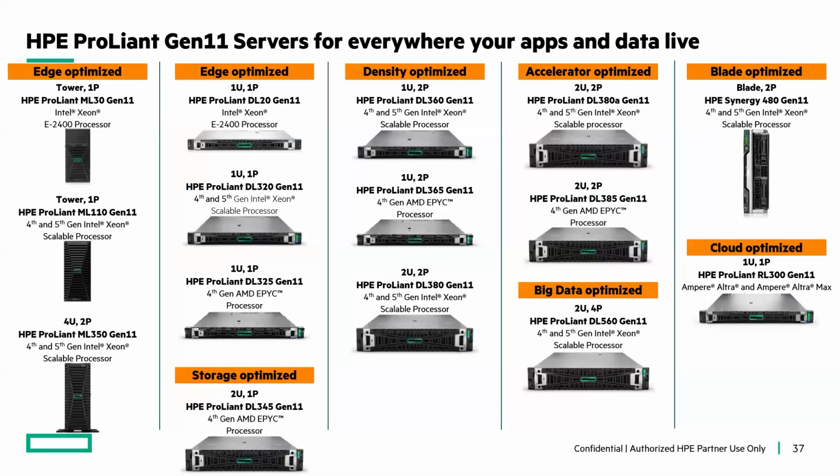The next slide is our range of servers from our Gen11. We have servers from AMD and from Intel, depending on what you need: edge optimized, storage optimized, density optimized, accelerator optimized, as well as blade. So these are all the servers we have currently. The last one is cloud optimized, which is the Ampere server, the RL300, running Kubernetes container applications.